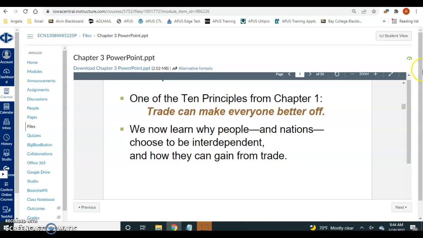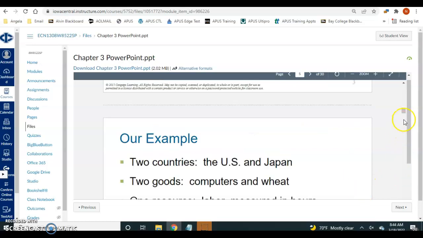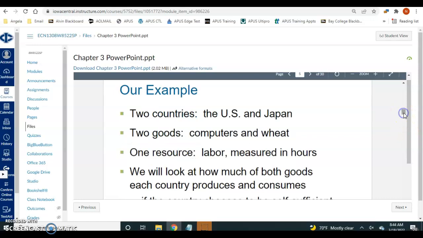Trade can make everyone better off, and that's one of the most important establishments. If we look at two countries and two goods, you notice that trading can benefit both parties. You'll notice these challenges that the trading partners will look at is what advantages they can cause. What the trading partners can do to make advantages in markets will be important for us.